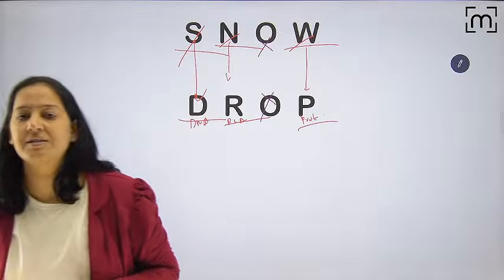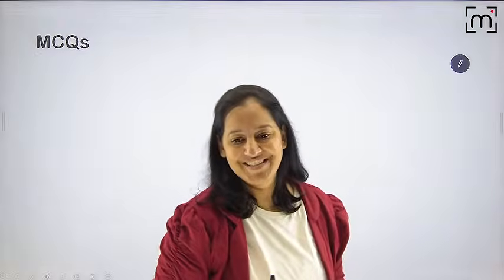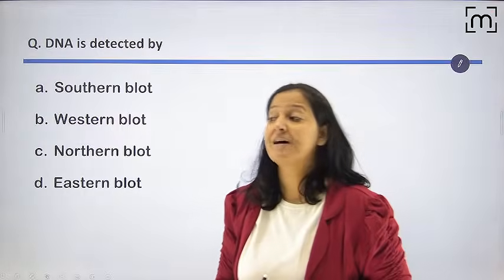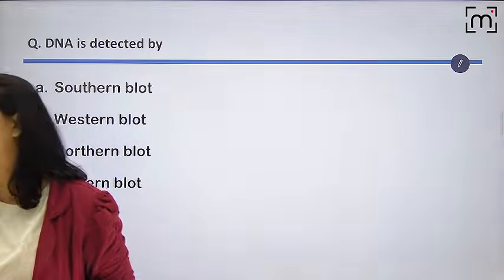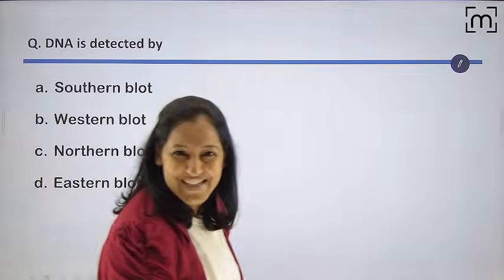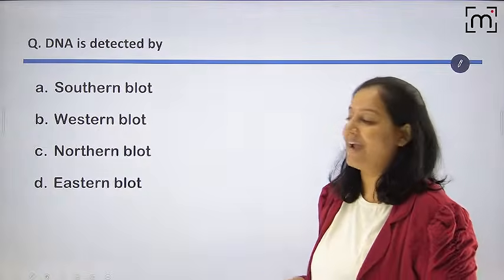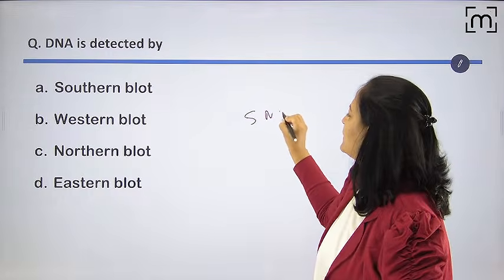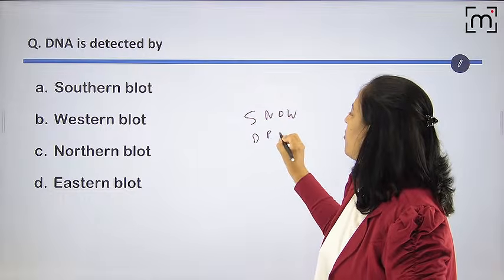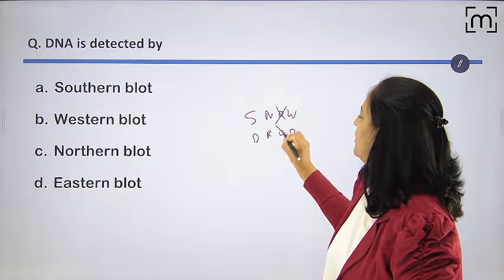Got it? Any confusion? Some questions. Read the question, tell me the answer fast. Let me see who is the first. Come on, fast. DNA is detected by. Write down SNOWDROP, S-N-O-W-D-R-O-P. Omit O.